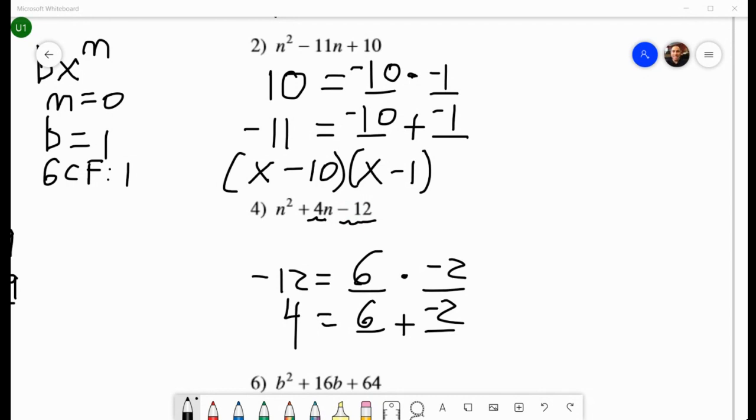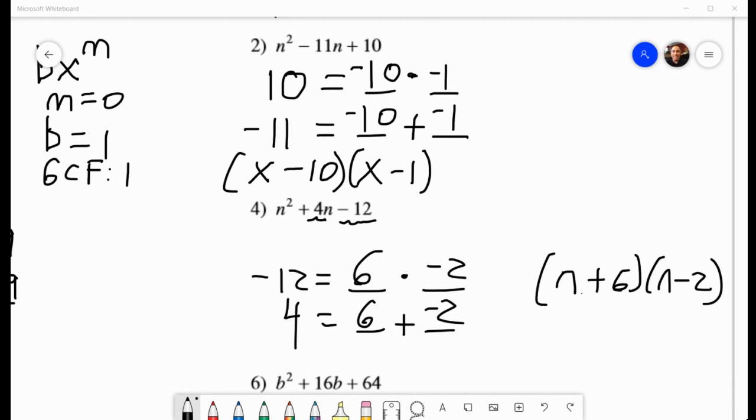Also, I think it was Daniel who said it before, since the constant term is negative, that tells you the signs of the 2 numbers have to be opposite. One's positive, one's negative. So because of that, we get, excuse me, not x, we have n. So we have n plus 6 times n minus 2. And that is our answer.